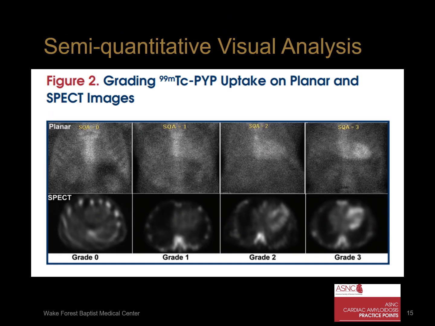Here you can see from the American Society of Nuclear Cardiology guide examples of the 3 grades. With no uptake, very low uptake which would be not diagnostic of transthyretin cardiac amyloidosis, and then uptake which is similar to ribs or greater to ribs, which would be indicative of transthyretin cardiac amyloidosis.